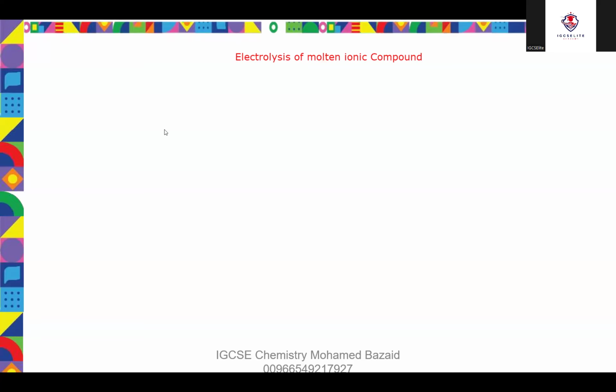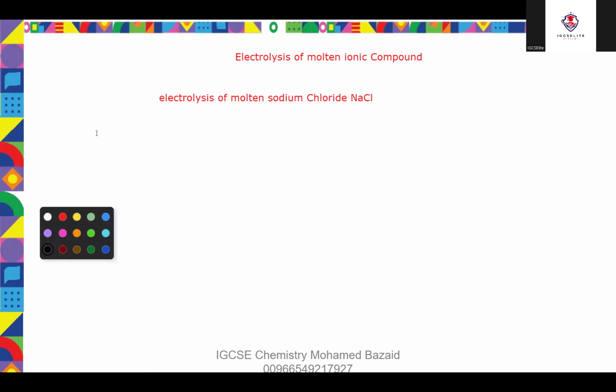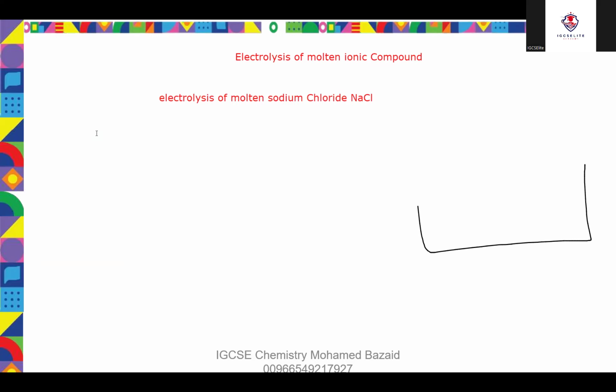To understand electrolysis of molten ionic compound, let's take this example: electrolysis of molten sodium chloride, which is NaCl. Okay, look with me here. This is the cell of electrolysis.